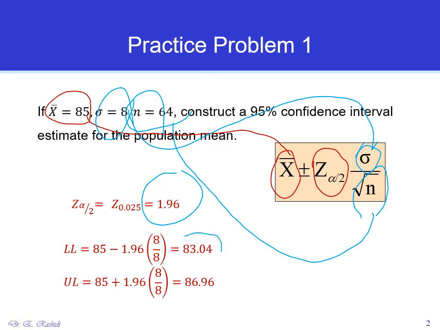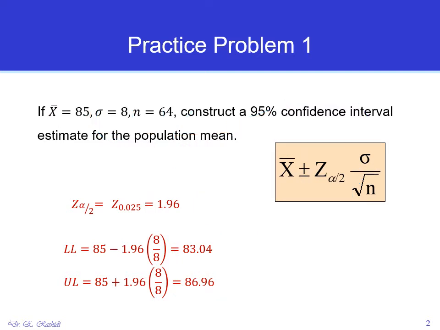The lower limit is 83.04. The upper limit is 86.96. So a 95% confidence interval for this example is this range here, between 83.04 and 86.96. This is how we would interpret it. We say that, okay, we don't know what mu is, but we are 95% sure or confident that it is a value between 83.04 and 86.96.